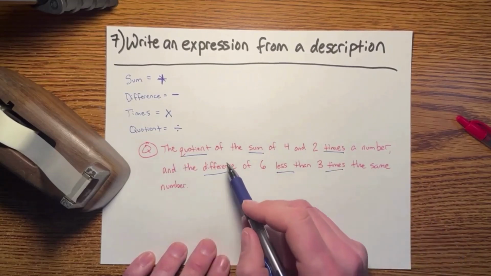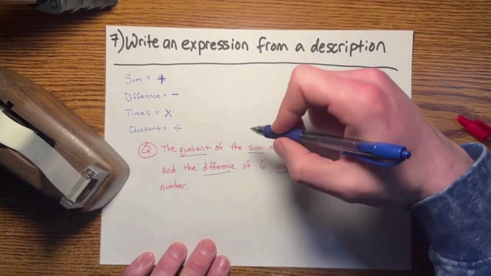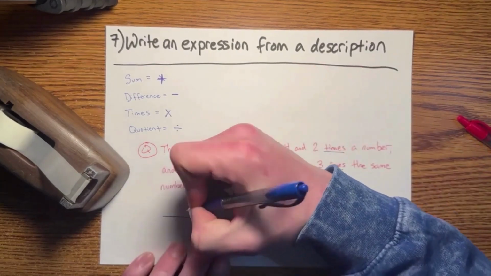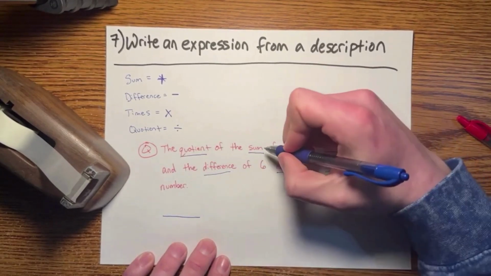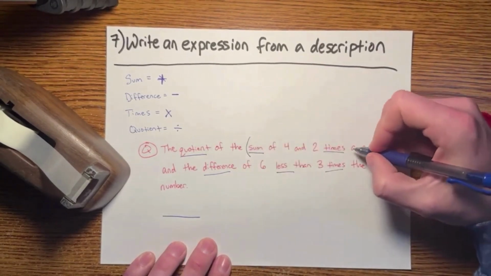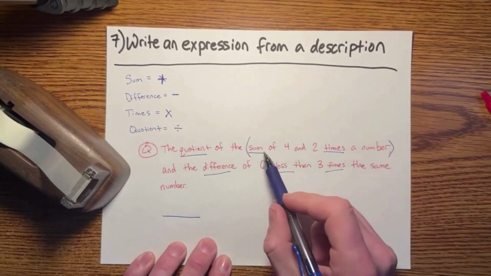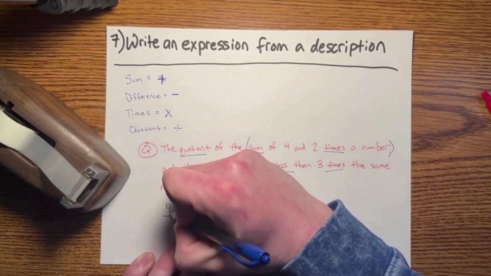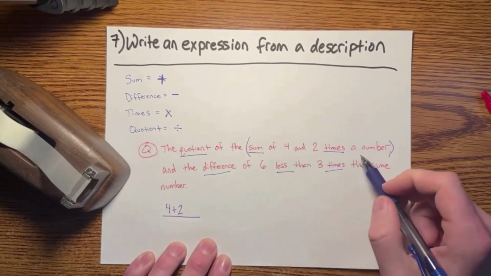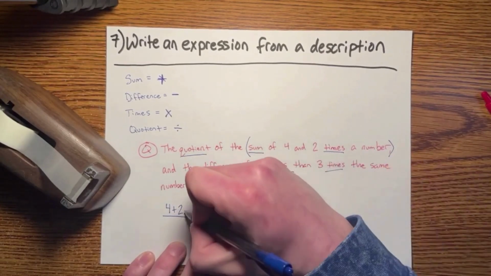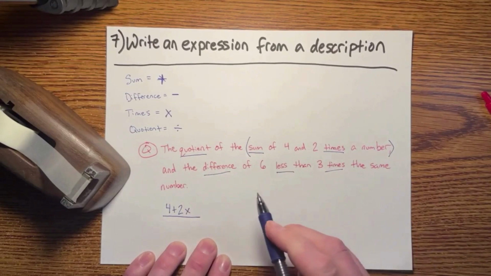So we have the quotient, that's the overall problem, so we know that there's going to be a division in here somewhere. The quotient of the sum, so the addition, so we have the sum of 4 and 2 times the number. That's all in one thing. So the sum is 4 plus 2, and the way it's written, it's just the 2 that's being multiplied by that number. We're going to call that number x.